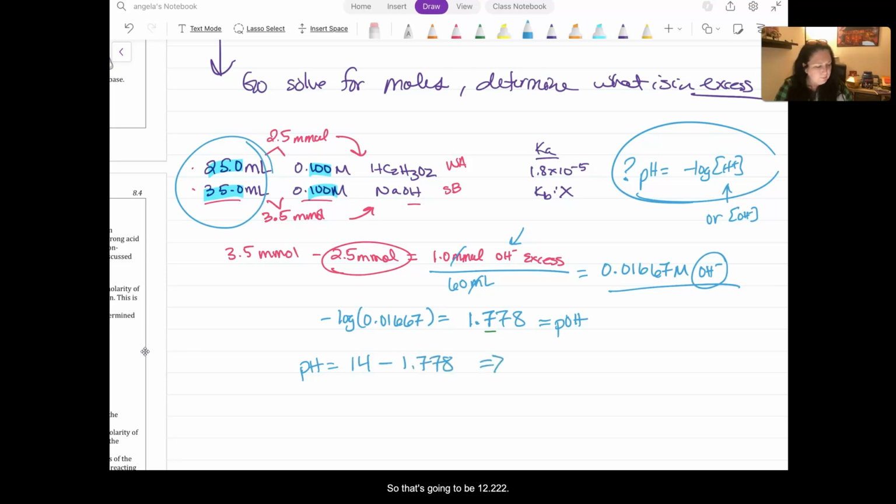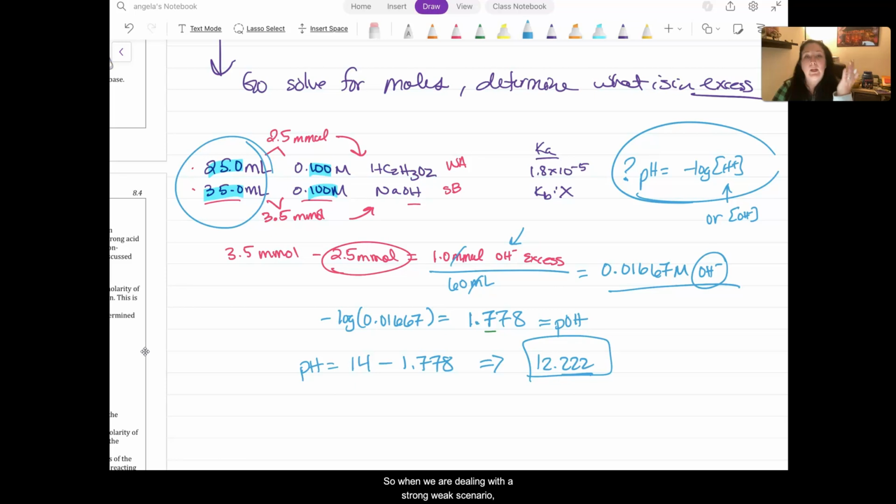So that's going to be 14 minus 1.778, which is 12.222. Okay, so 12.222, that has 3 sig figs in it. And this is the pH. Oh, cut the one off. Fix this. Okay. There we go, better. So that's the pH of my solution.